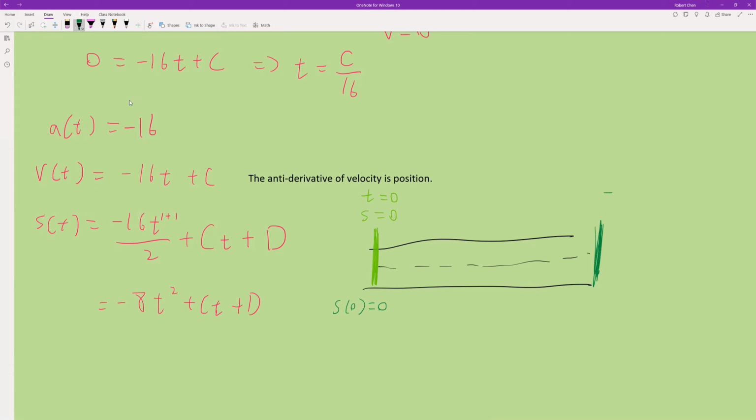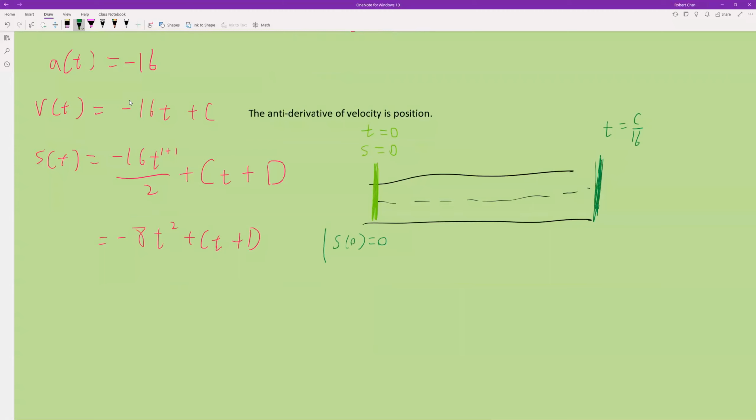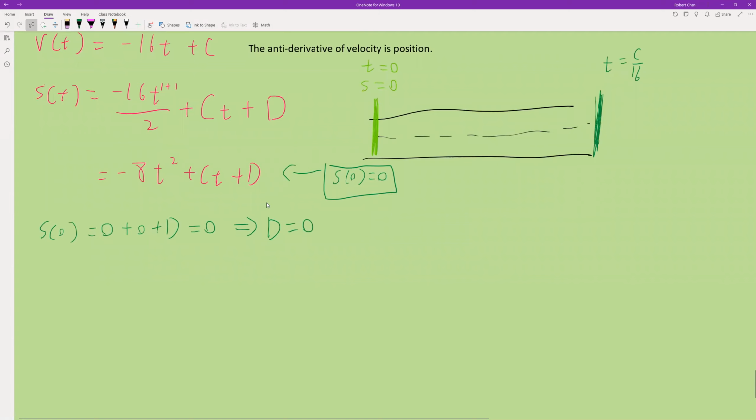And from earlier, we know that t is equal to c over 16. All right, so we can use this value to try to see if we can get any of the constants c or d in here. So s of 0 is 0 plus d, which is equal to 0. And that tells us that the constant d is actually 0. So we don't have to worry about that just yet, because that's where we're going to start. So the position function, s of t, is equal to negative 8t squared plus ct.